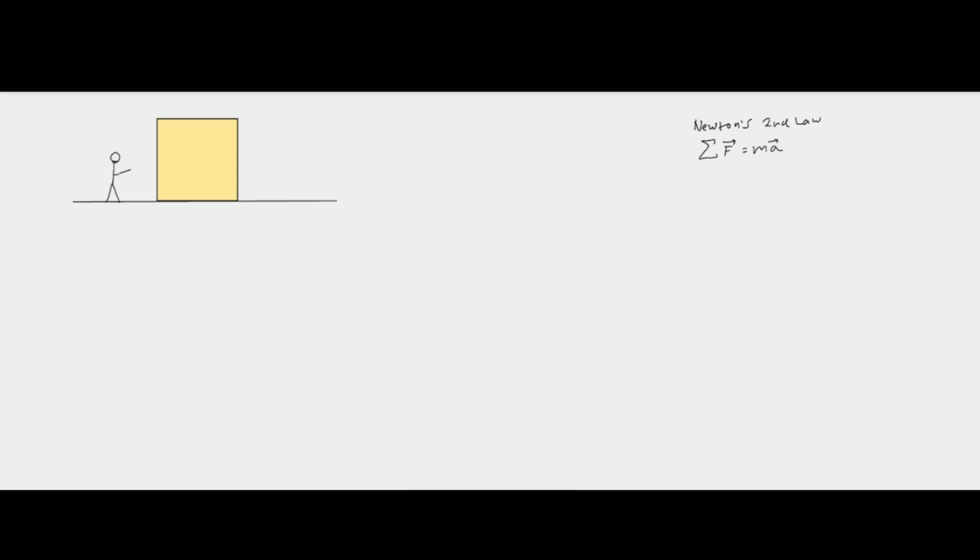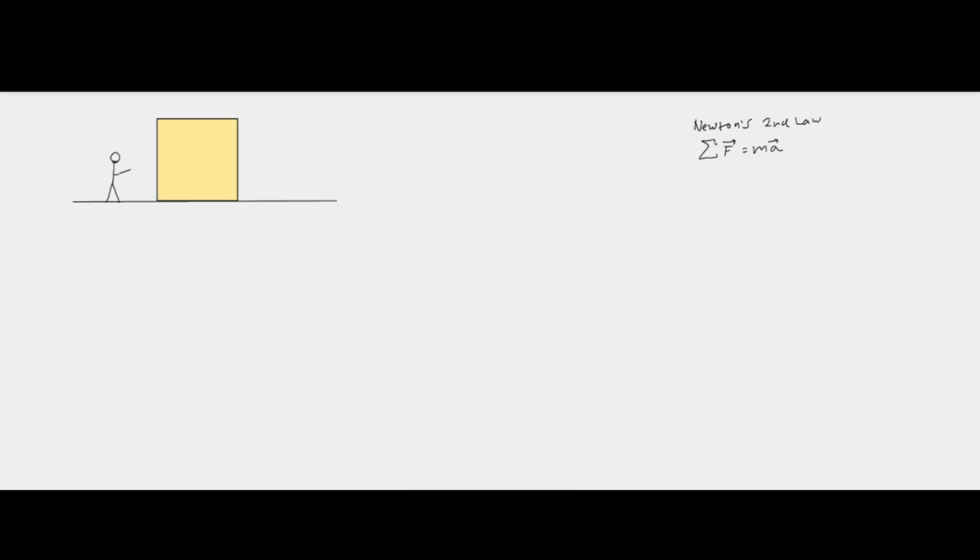We're going to introduce Newton's third law. And before I do that, I want to quickly review his second law. We remember that Newton's second law states that the sum of the forces on an object is equal to the mass times acceleration. We're going to be using this here in just a moment.